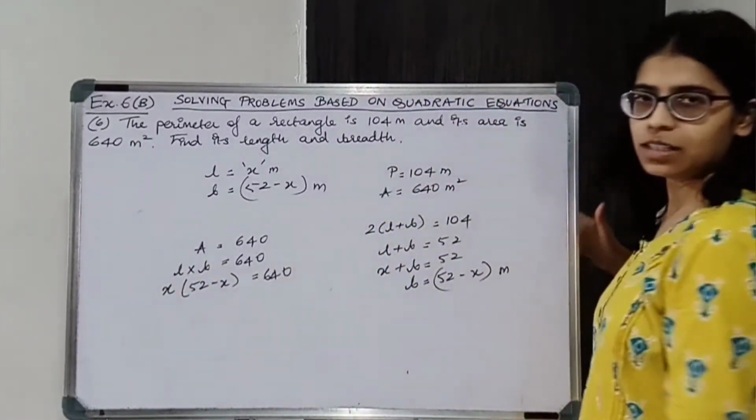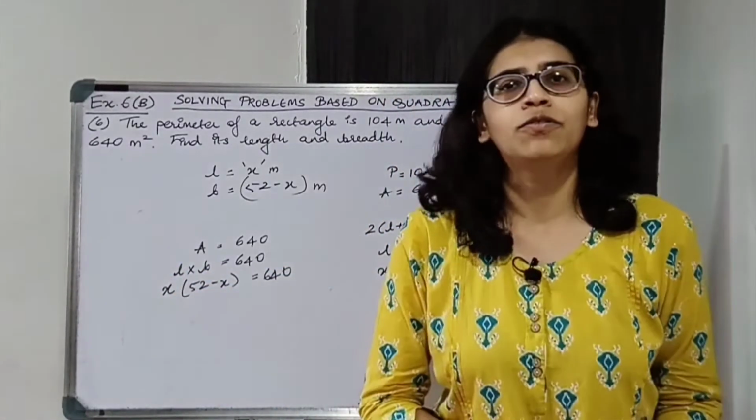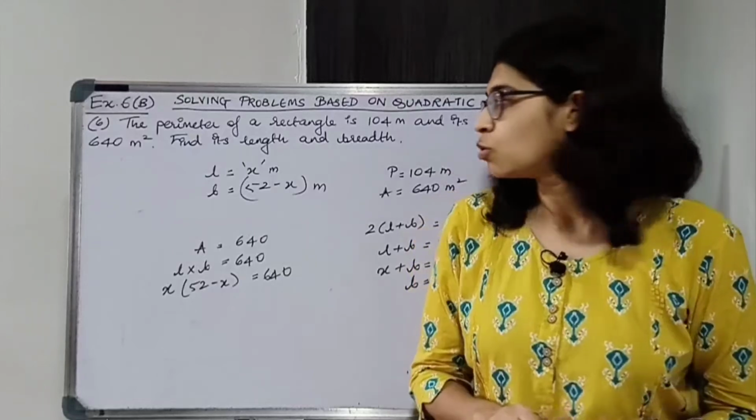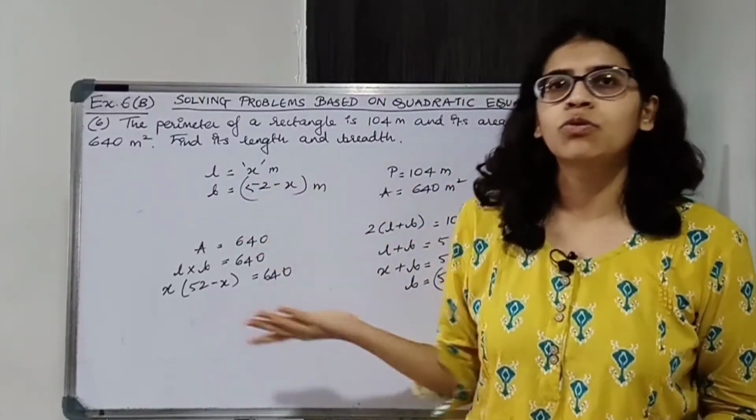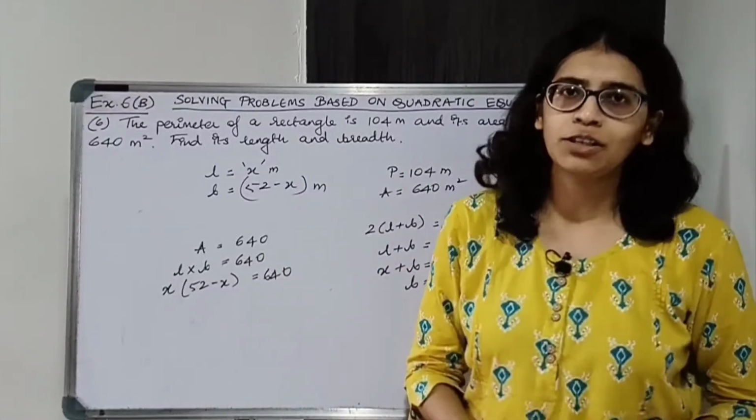You will get a quadratic equation. On solving, you will get the value of x. Once you get x, तो length मिल जाएगा. Breadth में 52 minus x. So substituting the value of x, you will get the value of breadth.